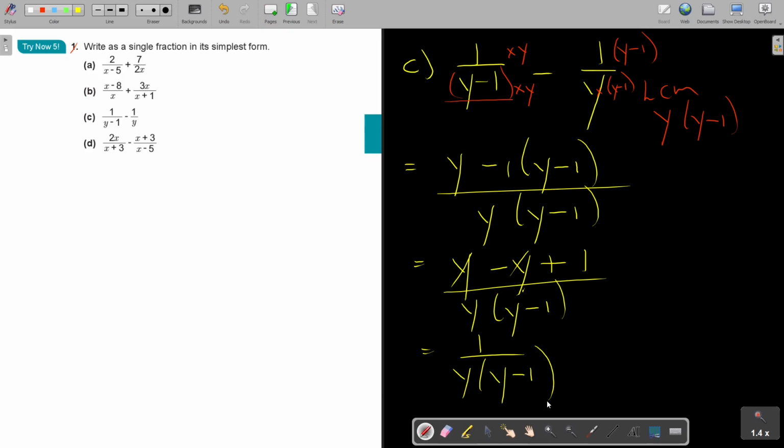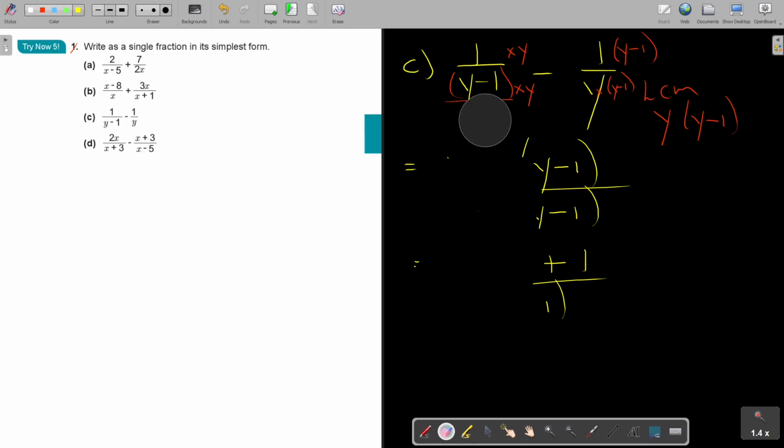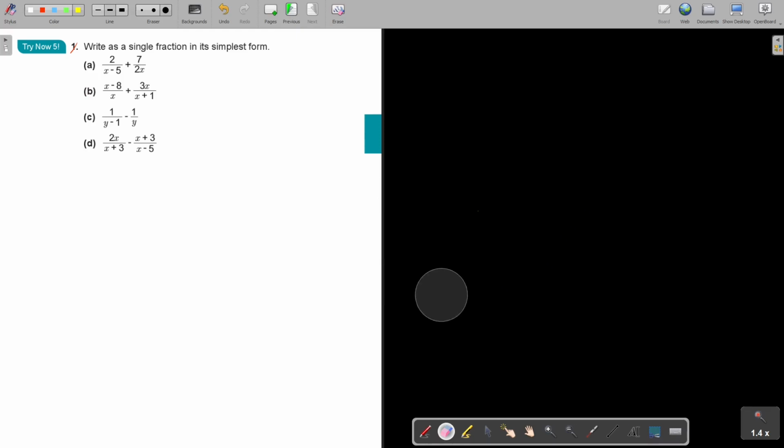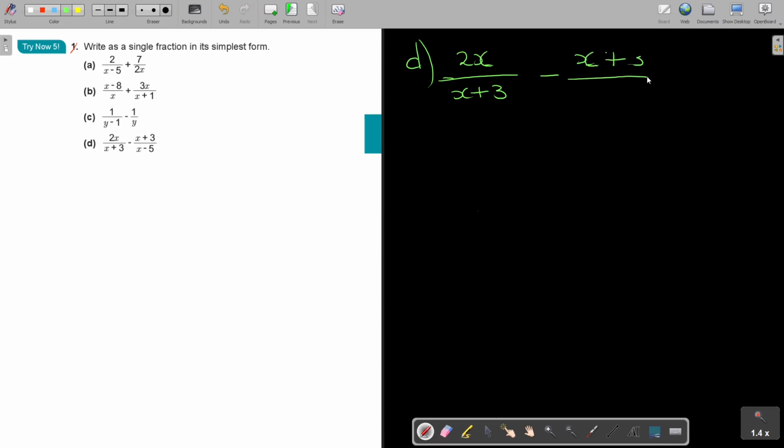Okay. And then we're going to end this video with number D. I'm so sad I could not find another factorization one. Okay, but practice that one in the example again. Example 5. Okay, so 2x over x plus 3 minus, oh, let's just get that pen correct, x plus 3 over x minus 5.